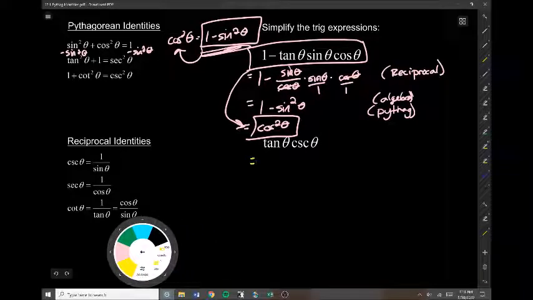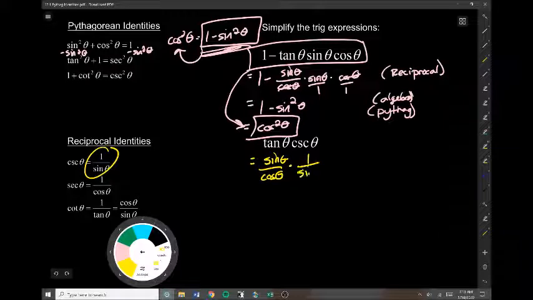Okay, let's simplify this one. Tangent, I'm going to call sine over cosine. Cosecant is 1 over sine. So that was definition of tangent and reciprocal identities.